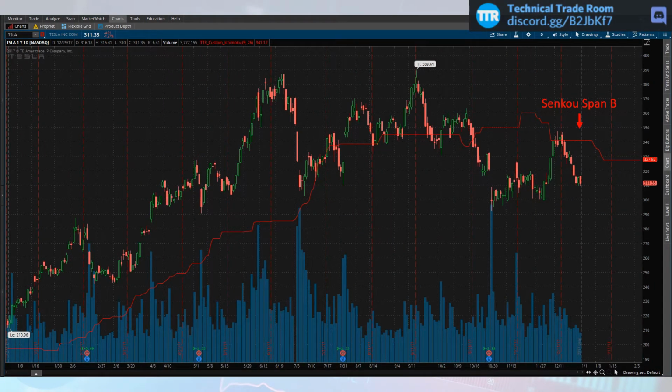So in review, Senko Span B is the middle point between the 52 period high and the 52 period low. It's plotted 26 periods into the future, and we look to the Senko spans for potential points of support and resistance in the future. One thing many Ichimoku traders also believe in is that price is attracted to flat Senko Span B runs, which we'll cover more in depth very shortly.